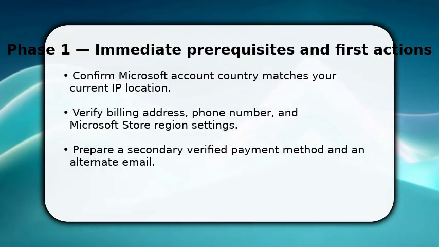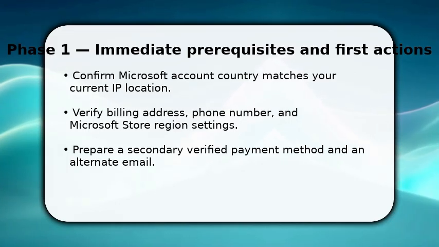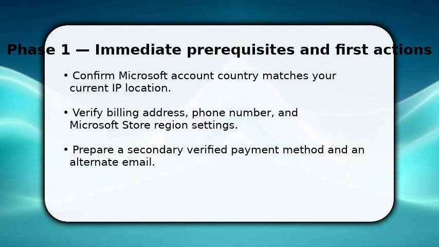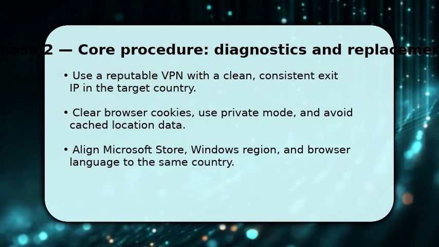If the country is wrong, change the region in account settings and update billing info. Do not rely only on VPN yet, because Microsoft flags accounts with inconsistent data. Next, you must align your network and device region.